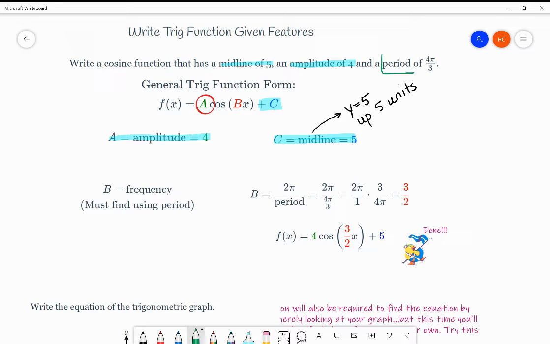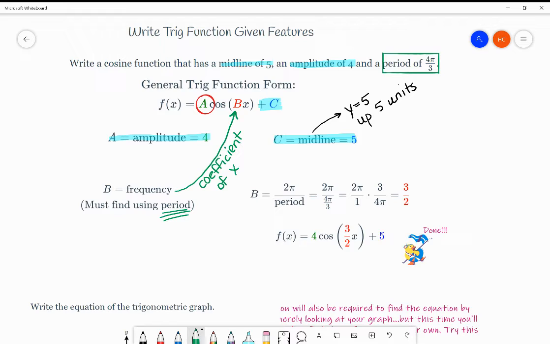So the new thing for us really is the period. They're giving us period of 4 pi over 3. Now we learned how to look at a graph and determine what the period is. And here they're giving us the period, and they're wanting us to use that information to help us write the trig function. Okay? Now, right here, this b value, which is always going to be the coefficient of our x, okay?